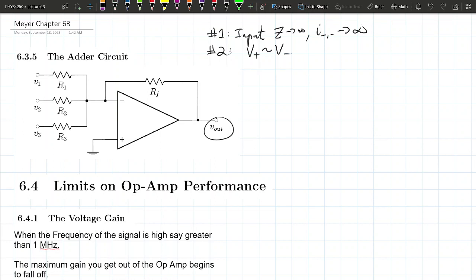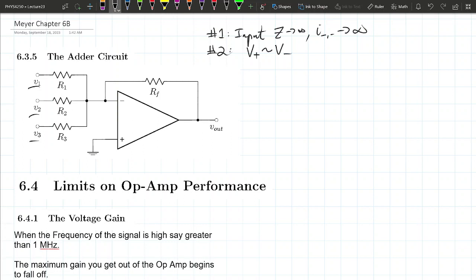Okay. So we went through the inverting amplifier, and in your homework you're going to do the non-inverting amplifier. I also derived a differential amplifier for you last time. That took like 15-20 minutes. I'm going to show you how the adder circuit works. This thing allows you to add voltages with different factors so that you can actually combine signals together.